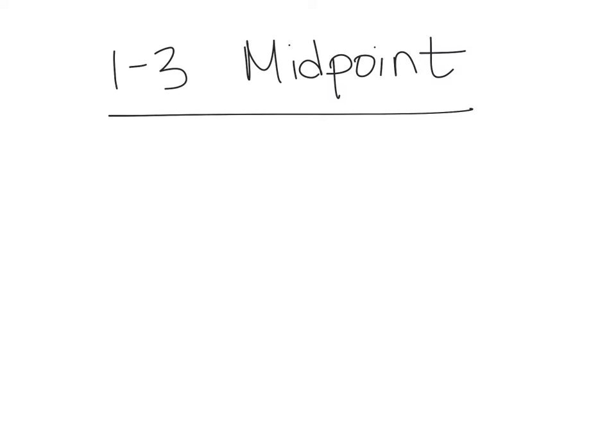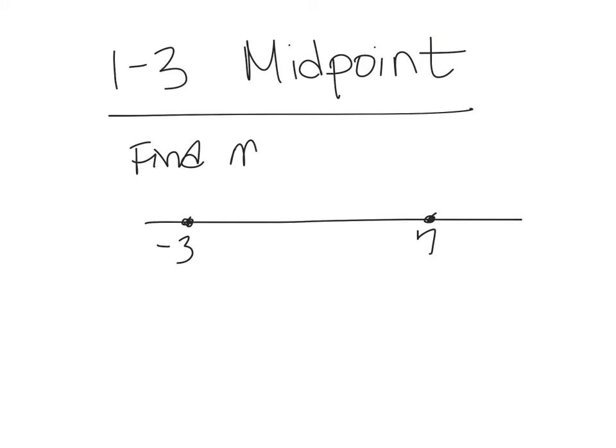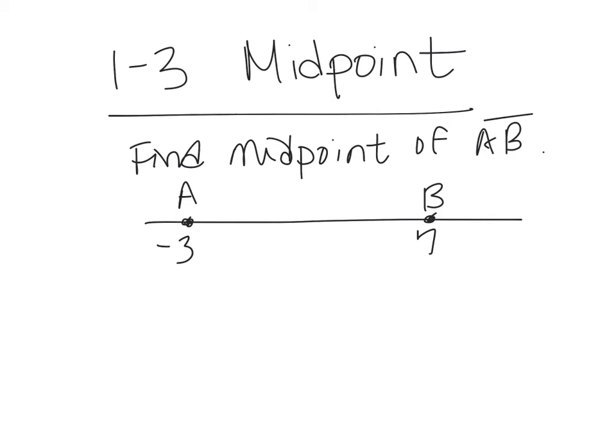So we're going to be finding the midpoint. First, on the number line, we have 2 points, and they are at, say, -3 and 7. So to find the midpoint of segment AB, the formula for the midpoint, the coordinate, and you're finding the coordinates of the midpoint.